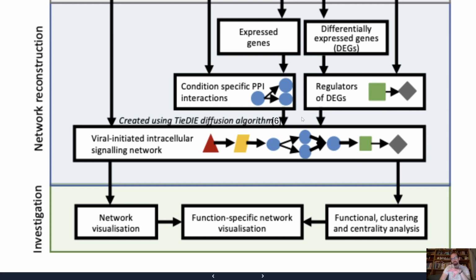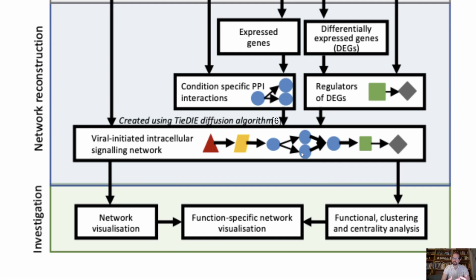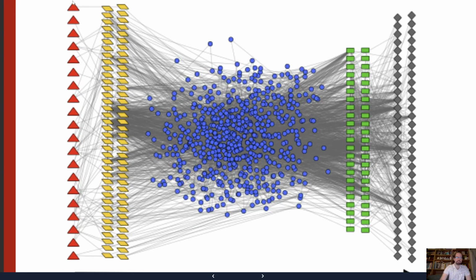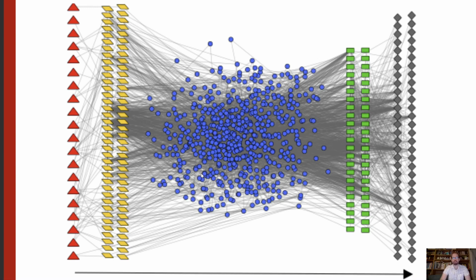After that, we have done a functional clustering and centrality analysis in this network, and also visualized it and seen what the pathways in the network are. Let's see how it looks. Here we have the viral proteins, their interactor partners from Gordon et al., the signaling network, and the transcription factors and their target genes. We can see much bigger blue blobs, so more signaling proteins are involved in the network compared to what we have originally. That's what we basically expect.